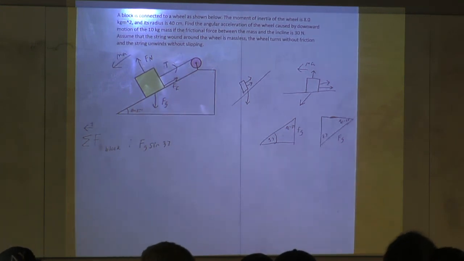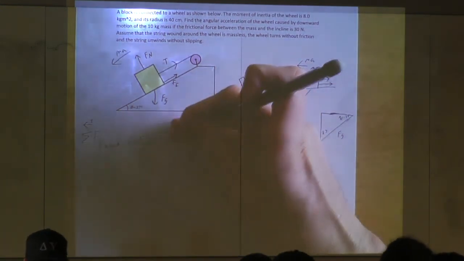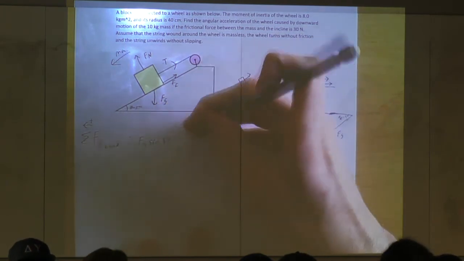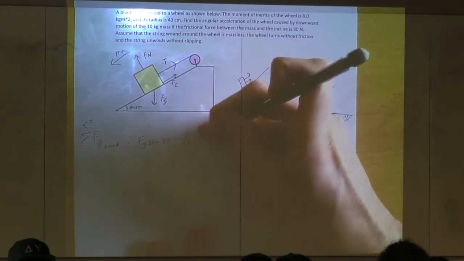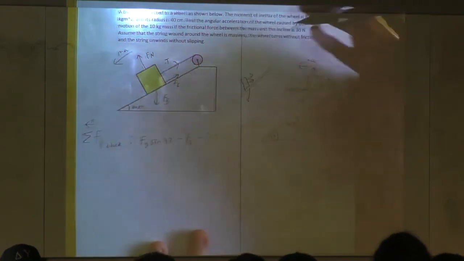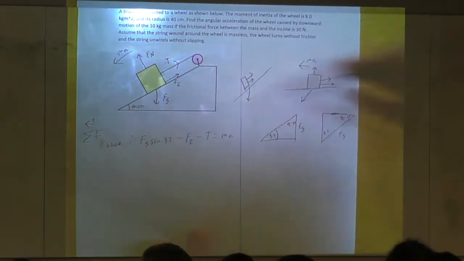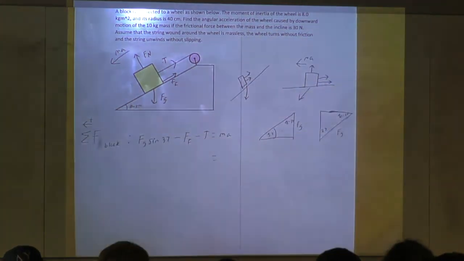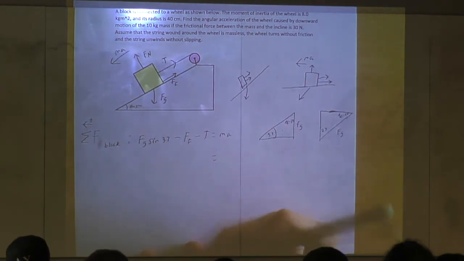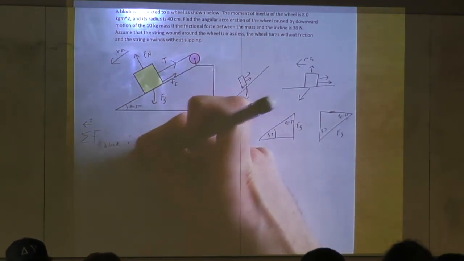So now that I've done that proof, we know Fg sine 37 is pulling us down. We know force of friction is going up. We know tension is going up. And then we know that we are doing MA at the end. So now I'm going to plug in everything we have right now. So M was that.